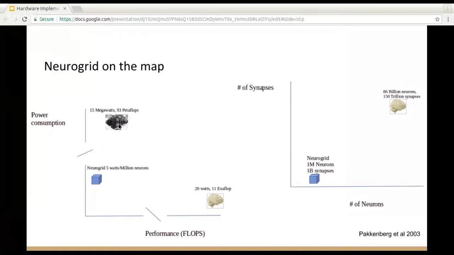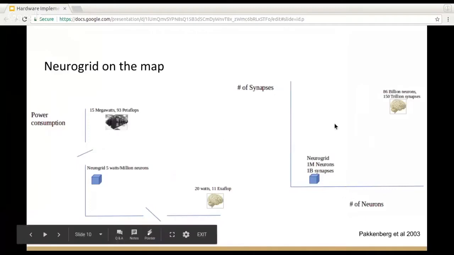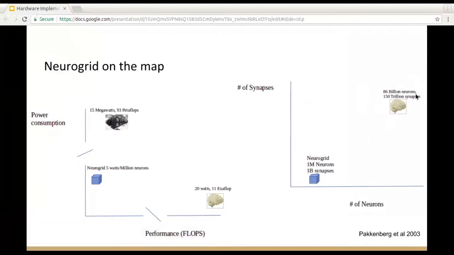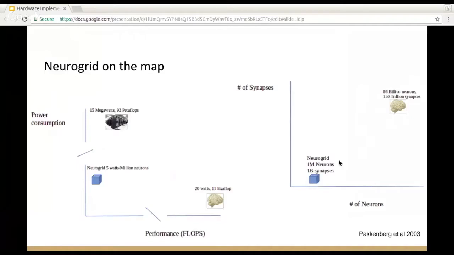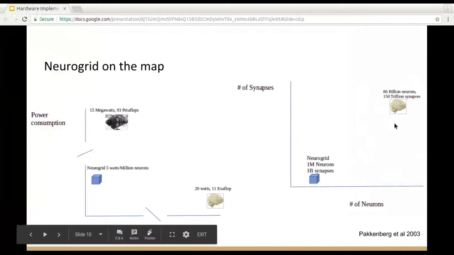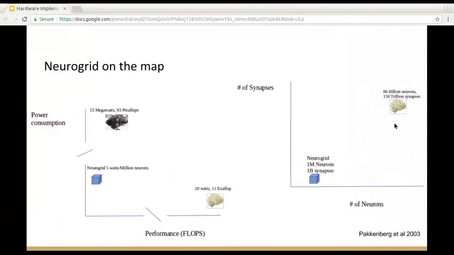On the other hand, if we compare the number of neurons and number of synapses that we have: in the brain we have 86 billion neurons and 150 trillion synapses, and in the Neurogrid, what we have achieved is something around 1 million neurons and 1 billion synapses. But note that the axes are not to scale. It's just a conceptual comparison between two systems.